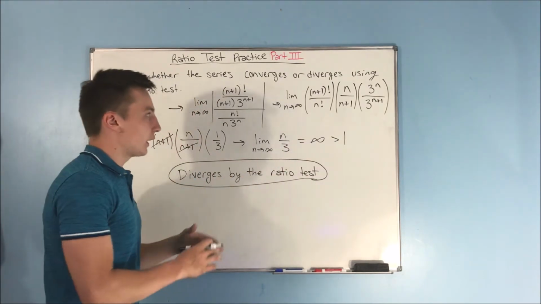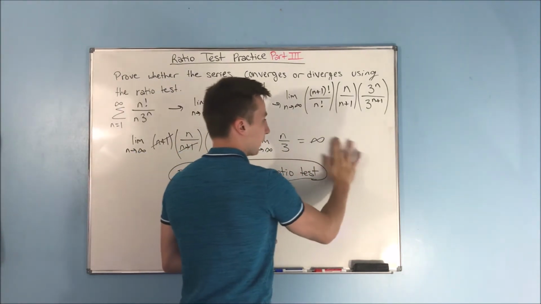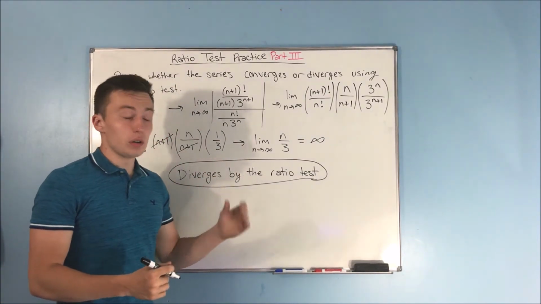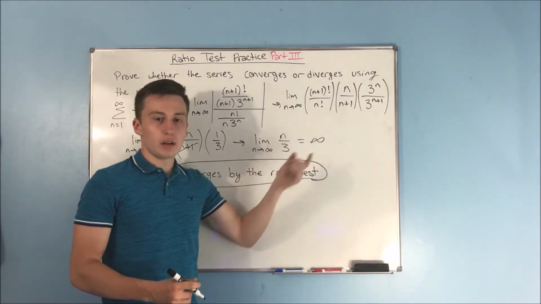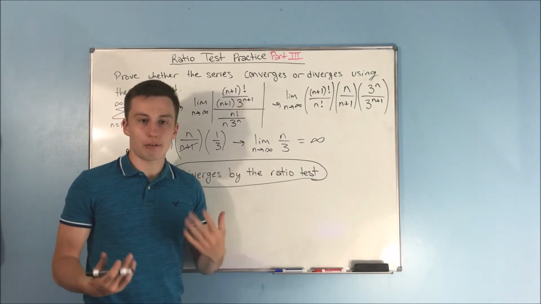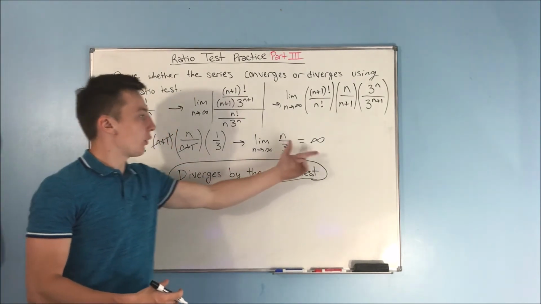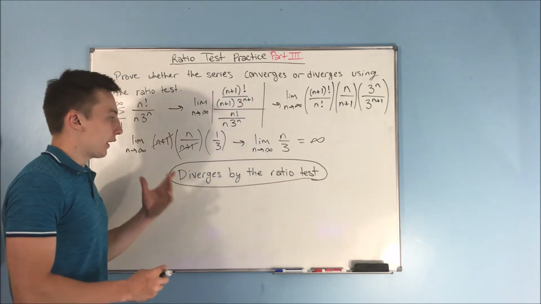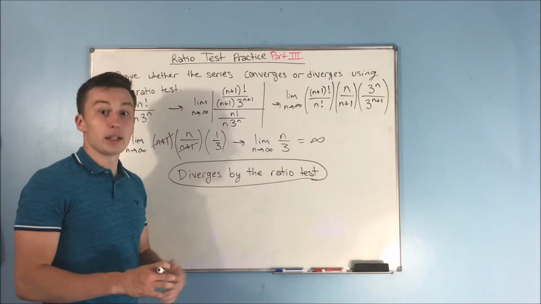Of course, one of the conditions that I didn't put down in the explanation video was that it's divergent if it's greater than 1 or equal to infinity. That's my fault for not including that, but just know that if it's equal to infinity, there you go, it's divergent by the ratio test. That's one of the conditions.